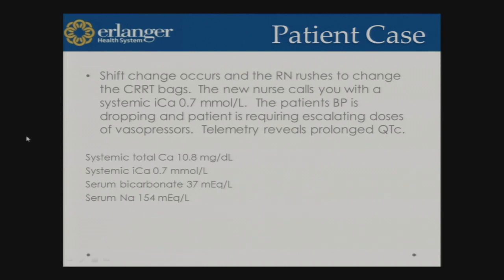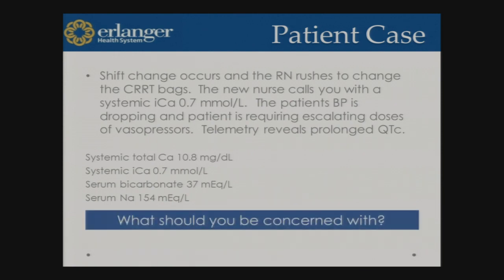So let's say that shift change occurs and the nurse rushes to change the CRRT bags, and the new nurse calls you and says the patient's systemic ionized calcium is 0.7. Good or bad? Bad, right? The systemic calcium, we want 1 to 1.3. And the patient's blood pressure is dropping, they're requiring escalating doses of vasopressors, and they've got a prolonged QTc. And so you pull up their labs and you notice the systemic total calcium is 10.8. So that's a pretty significant increase. Their systemic ionized calcium, again, is 0.7. Their bicarb is 37, and their sodium is 154.